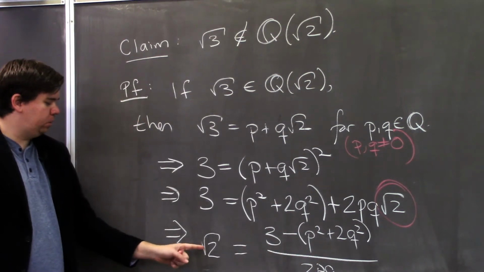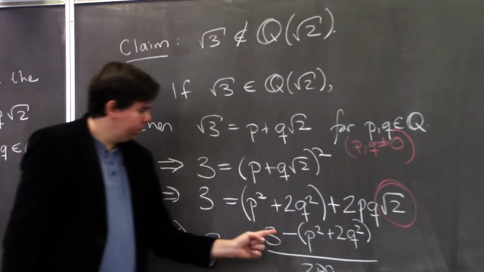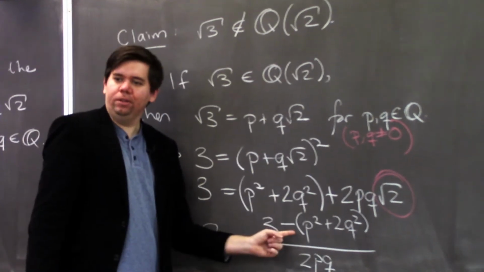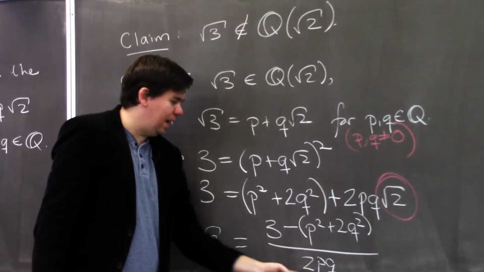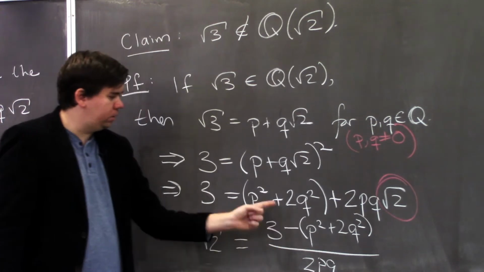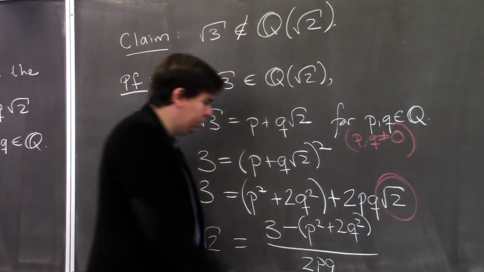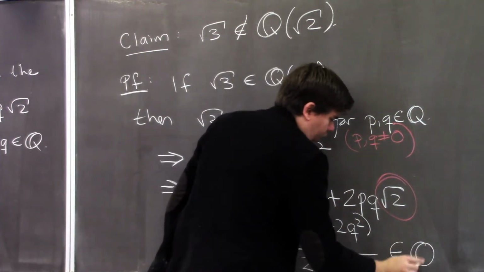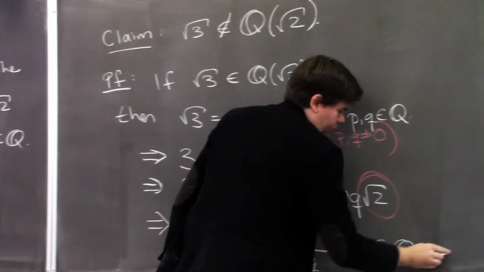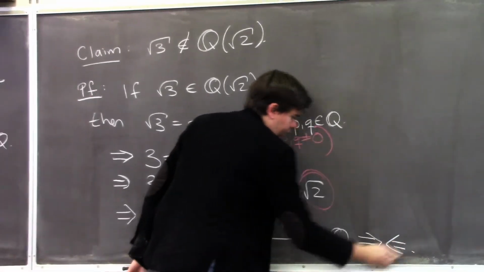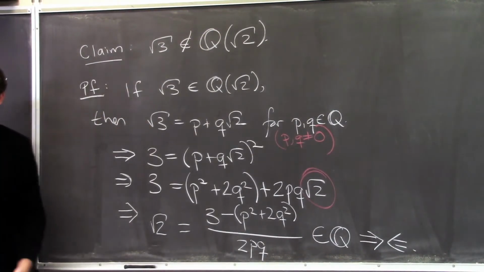And now you have the square root of 2 is, well, this is just a rational number. This is just a rational number. So the quotients of those rational numbers will be a rational number. So you get the square root of 2 is itself a rational number, which is a contradiction. You know the square root of 2 is irrational.